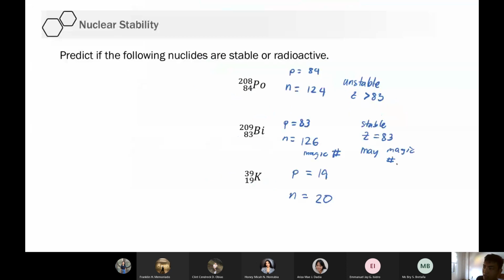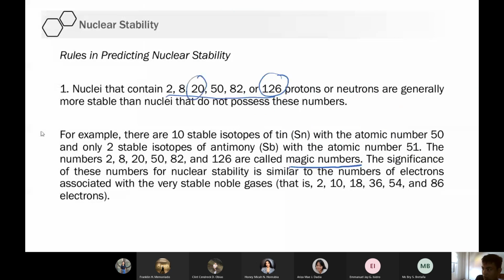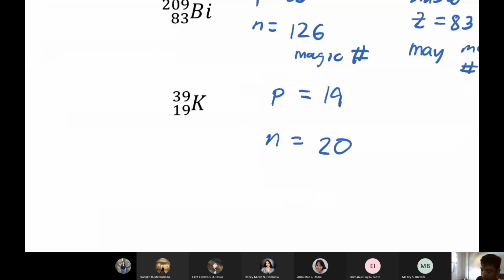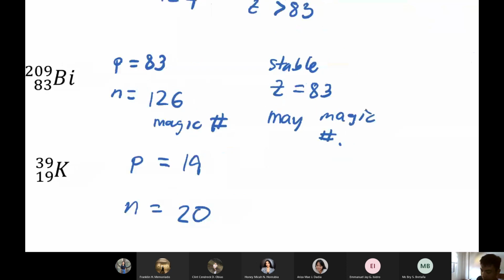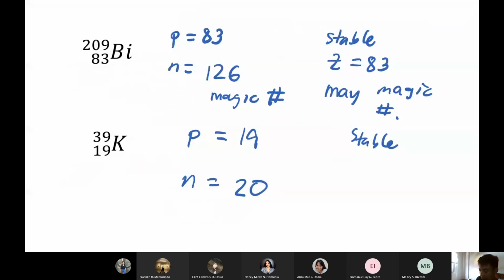Ayan, sabi. 20 is a magic number. 28, 20, 50, 82, 126. So, 20 is a magic number. Okay? So, ibig sabihin, since may 20 tayo dyan, stable yan. Stable yan. Stable. Kasi, may magic number.